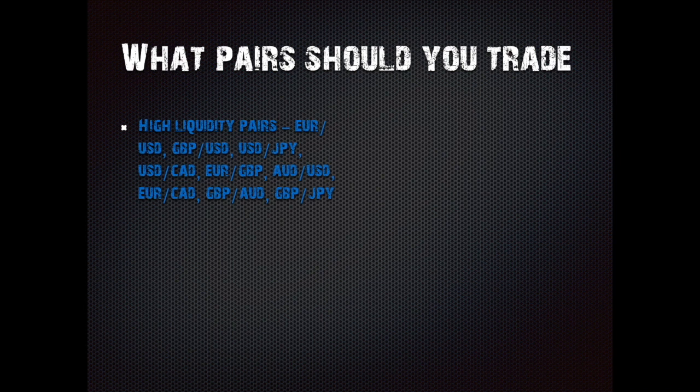These are some of the pairs that I found that do move and have very high liquidity: Euro USD, Pound USD, USD JPY, USD CAD, Euro Pound, AUD USD, Euro CAD, Pound AUD, and Pound JPY. These pairs are also important because they're typically the ones that have the lowest spread on any broker. They're the most popular pairs, so they have a lot of liquidity and very low spreads. That's why I choose these, and I like to trade them.